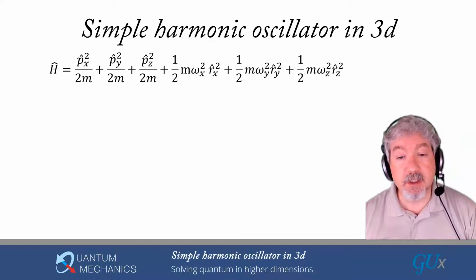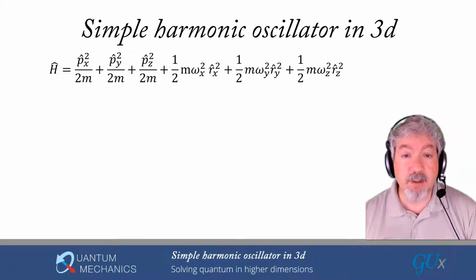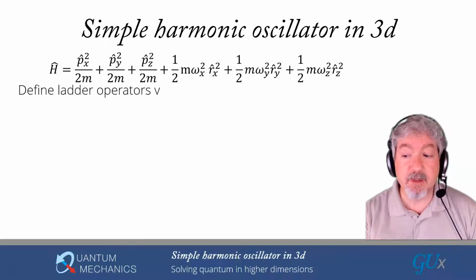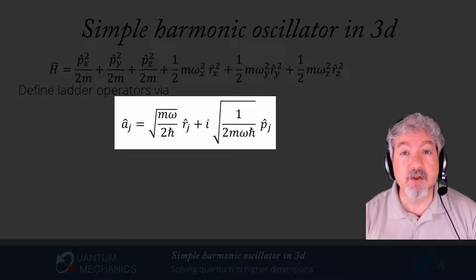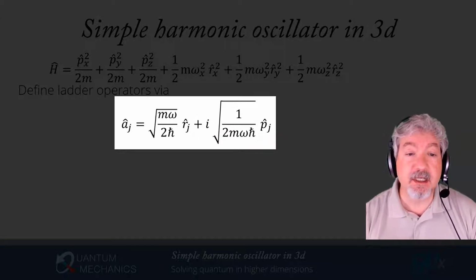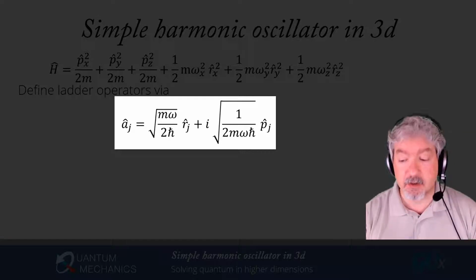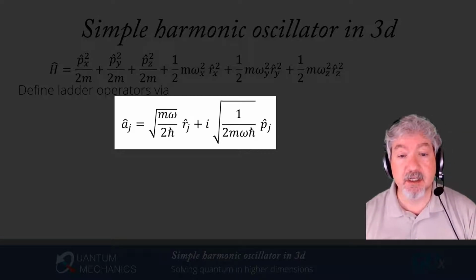All right, how did we solve the one-dimensional problem? We introduced raising and lowering operators. So we're going to do the same thing here. We're going to define the ladder operators. A sub j is square root of m omega over 2 h bar r hat sub j plus i square root of 1 over 2 m omega h bar p hat sub j. Notice that I match x with x, y with y, and z with z in each of the three different lowering operators. I also have corresponding raising operators by just taking the Hermitian conjugate of this equation. And all that does is change the sign in front of the i.